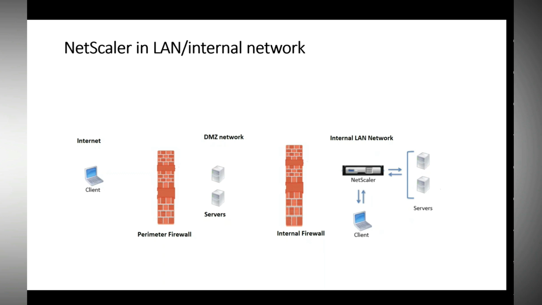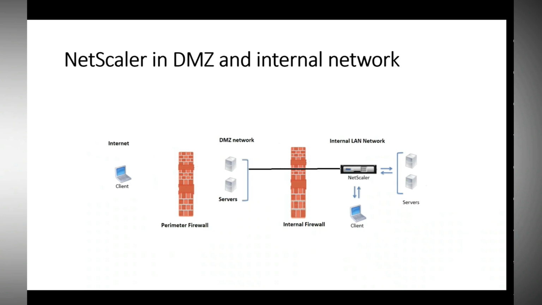Such configurations also exist, but as a best practice, you always have to segregate. If it is internal, you have to deploy it in the internal network. If your service is in the DMZ, you need to deploy it on the DMZ network. Okay, and the third one is NetScaler in the DMZ as well as the internal network.